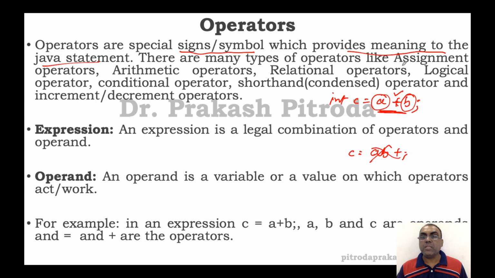Now there are various types: assignment operator, arithmetic operators, relational operators, logical operators. You also have the conditional operator, shorthand operators, and increment and decrement operators. There are many of them. A few we will definitely discuss in this session, and a few in the next session. In the example you have seen, c = a + b, a, b and c are your operands, whereas the equal to and plus signs are your operators.